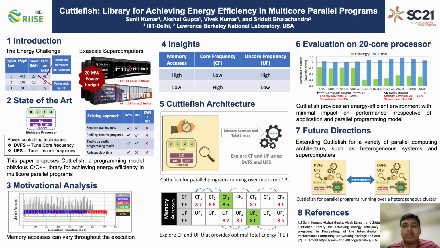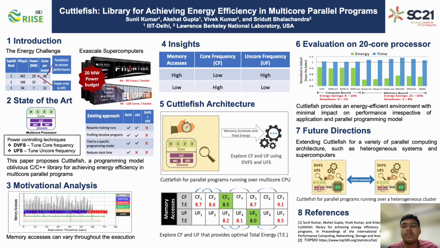In the fourth section, we made a table where we categorize memory accesses into two categories. High memory accesses means more memory operations are performed on the processor. We call it the memory bound region, where CPU cycles are going to be wasted. Therefore, the core frequency should be low in this case and the uncore frequency should be high because we are performing memory operations. And low memory accesses means fewer memory operations are performed. We call it the compute bound region, where lots of computations are happening on the processor. So CPU cycles are being highly utilized in this case. Therefore, the core frequency should be high and the uncore frequency can be low because very few memory accesses are going to happen.